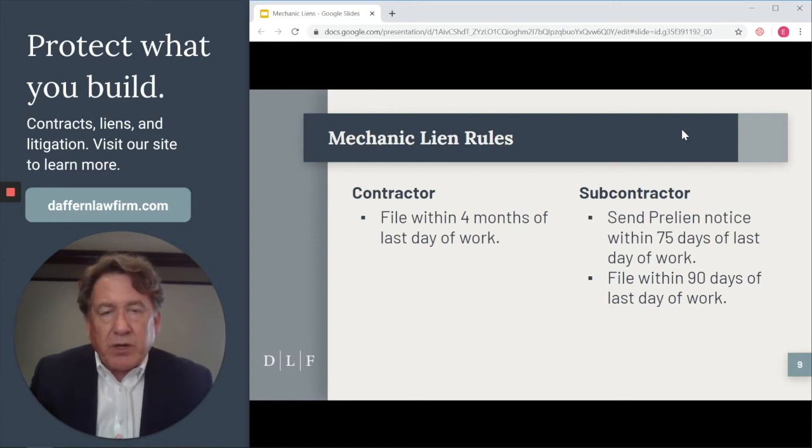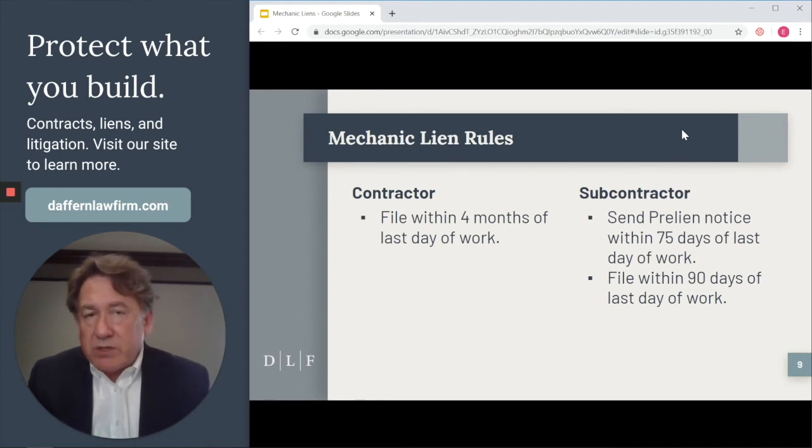Now, let's talk about the rules. It's very important to understand the mechanic lien rules. Now, in Oklahoma, luckily, we have very simple rules to follow. If we were in Texas, it would be much more complicated and we'd have a different conversation. But in Oklahoma, very simply, a contractor, and when I say contractor, I'm talking about a contractor who has a contract directly with the owner, has to file a mechanic lien within 4 months of its last day of work. And we're going to spend a lot of time going over what the last day of work means.